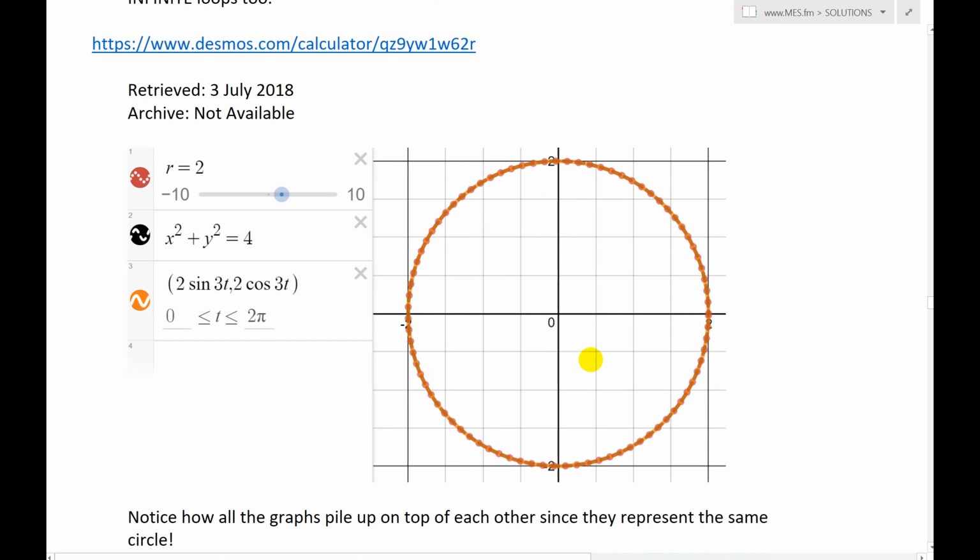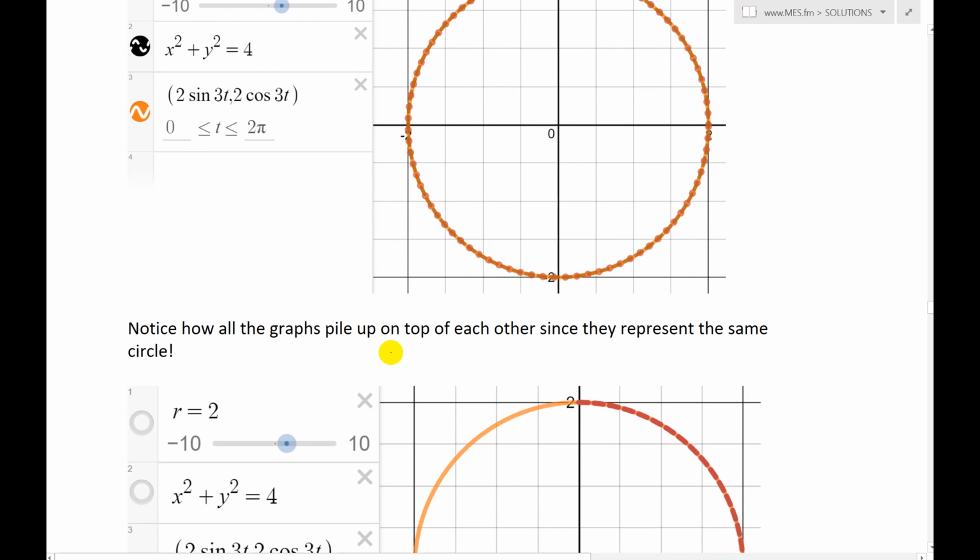So anyways, if you graph with the Desmos graphing calculator, you get something like this. r equals 2 is in red dots. You can see them vaguely all around. And then this is the Cartesian one, x squared plus y squared equals 4. That's in solid black. And then in orange is the parametric 2 sine 3t, 2 cosine 3t, 0 to 2 pi. So it's all the same graph. Notice how all the graphs pile up on top of each other since they represent the same circle.